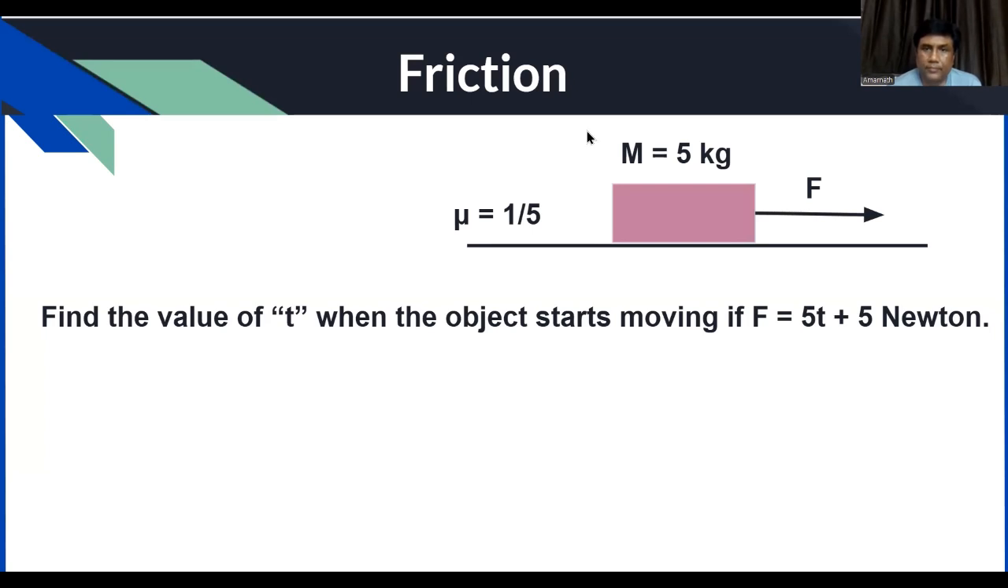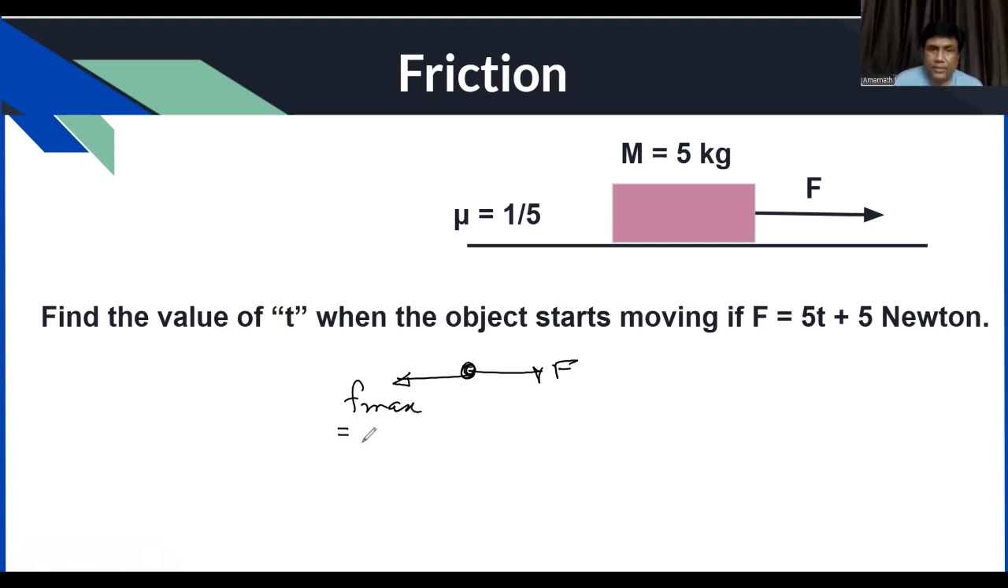Okay, let me see. In this question, it is given that mass is 5 kg, frictional coefficient is 1 upon 5, applied force is 5t plus 5. We need to find the time when the object starts moving. So, when the applied force is equal to F max, this is the object, this is the applied force, and if it equals F max, then the object starts moving.